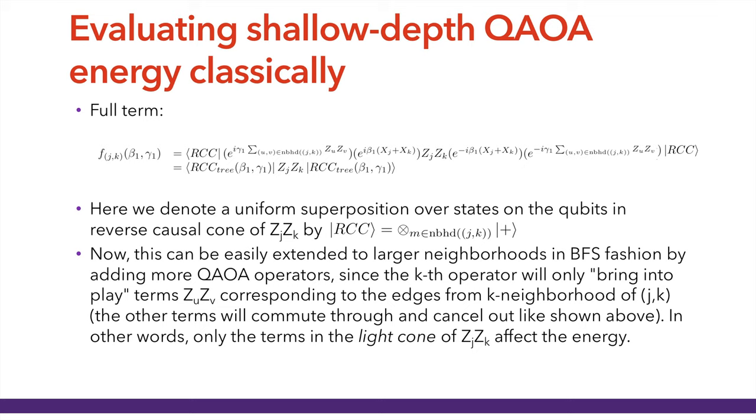Note that if we keep adding operators, so we have P equals 2, then similarly they will bring into play more terms corresponding to the neighborhood of these new qubits, and the rest will commute and cancel out as shown above. And so the light cone will grow with depth. And it will grow, unfortunately, exponentially with depth in general. But for something like a mesh, it will only grow polynomially with depth. So the simulatability of QAOA depends on the density of our graph.